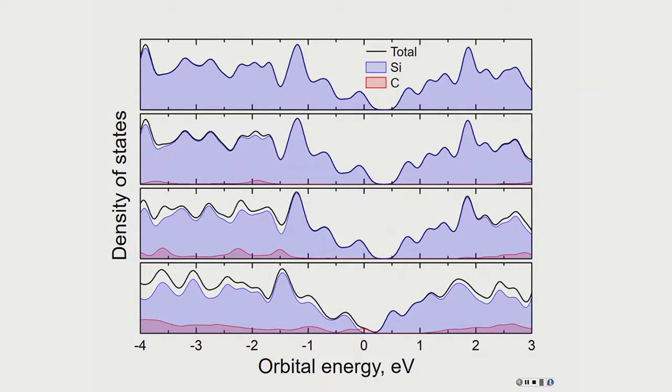So these are the density of states. This is for hydrogen only. This is for one surface ligand, half surface ligand, and the fully passivated. As we can see, the top three look very similar. But I guess the biggest difference is for the fully passivated surface, especially in the HOMO. We can see the contribution from carbon.